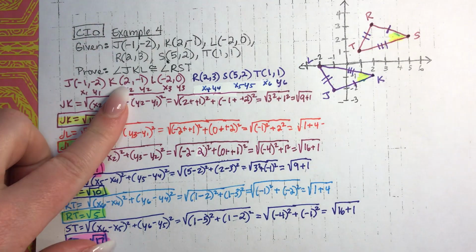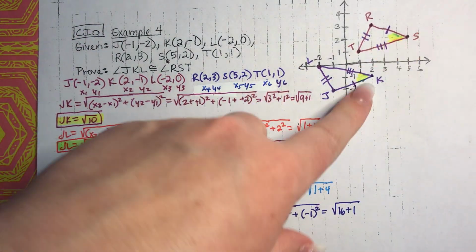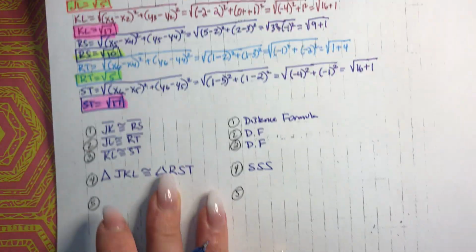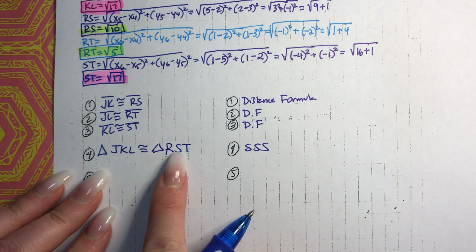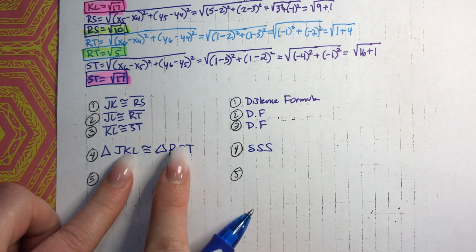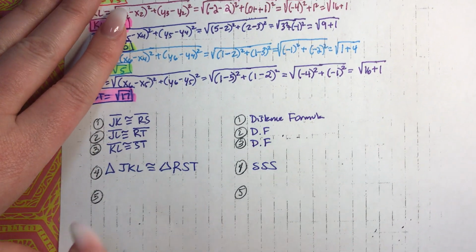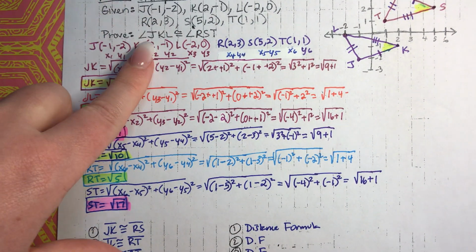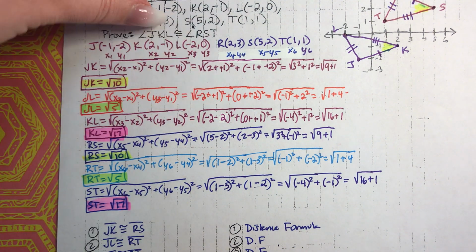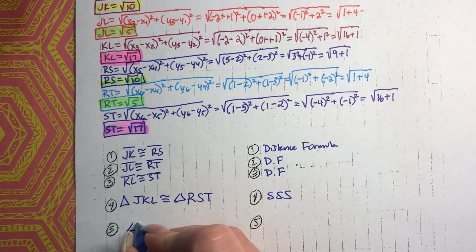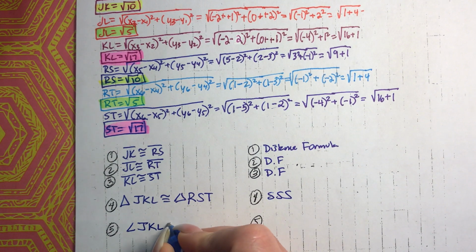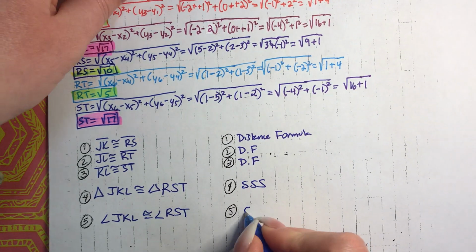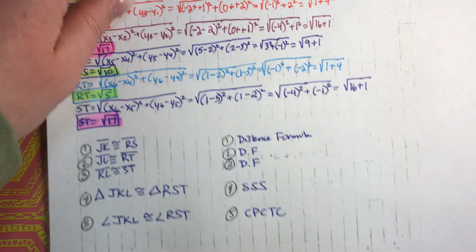And then what are we trying to prove? We're trying to prove that these two angles are congruent. And this is angle S and angle K. So we want to see if they're corresponding. Angle S is the second one, and angle K is the second one. So yes, they are corresponding. So I'm going to write exactly what it says up here. Angle JKL is congruent to angle RST because of CPCTC. Whew, that was a lot.